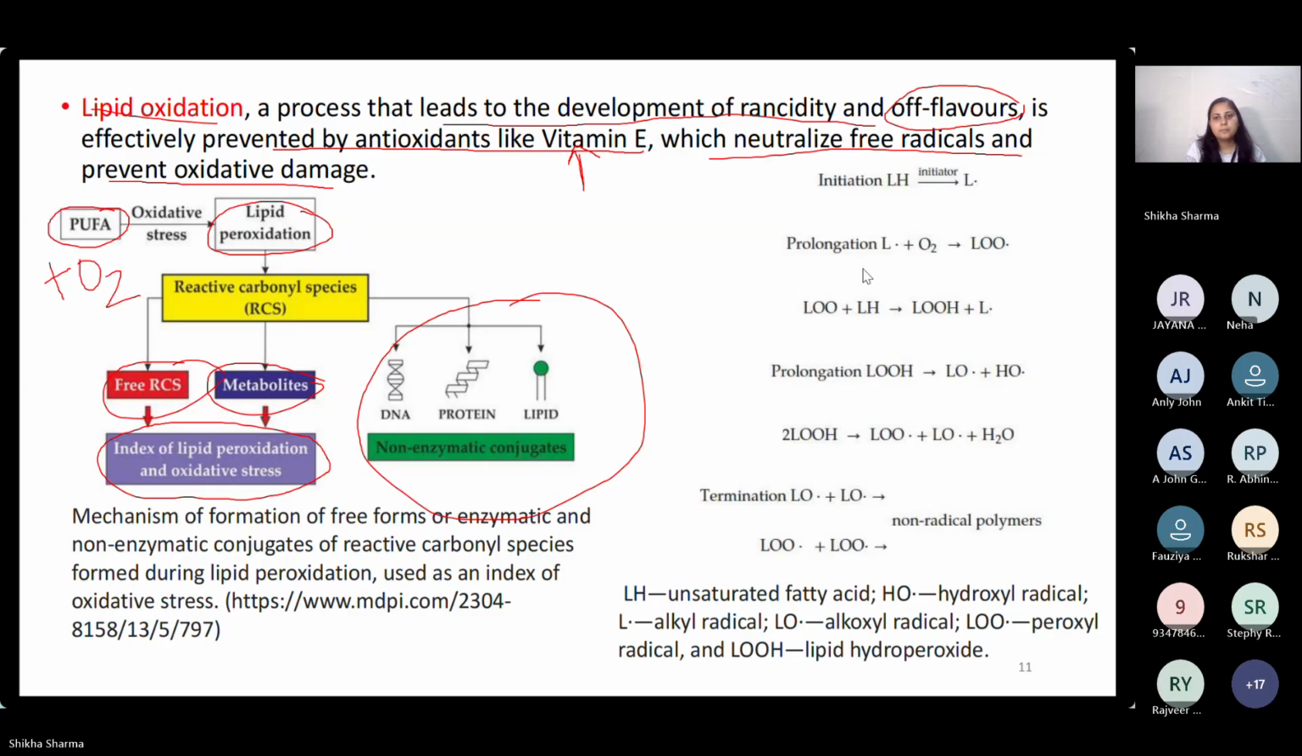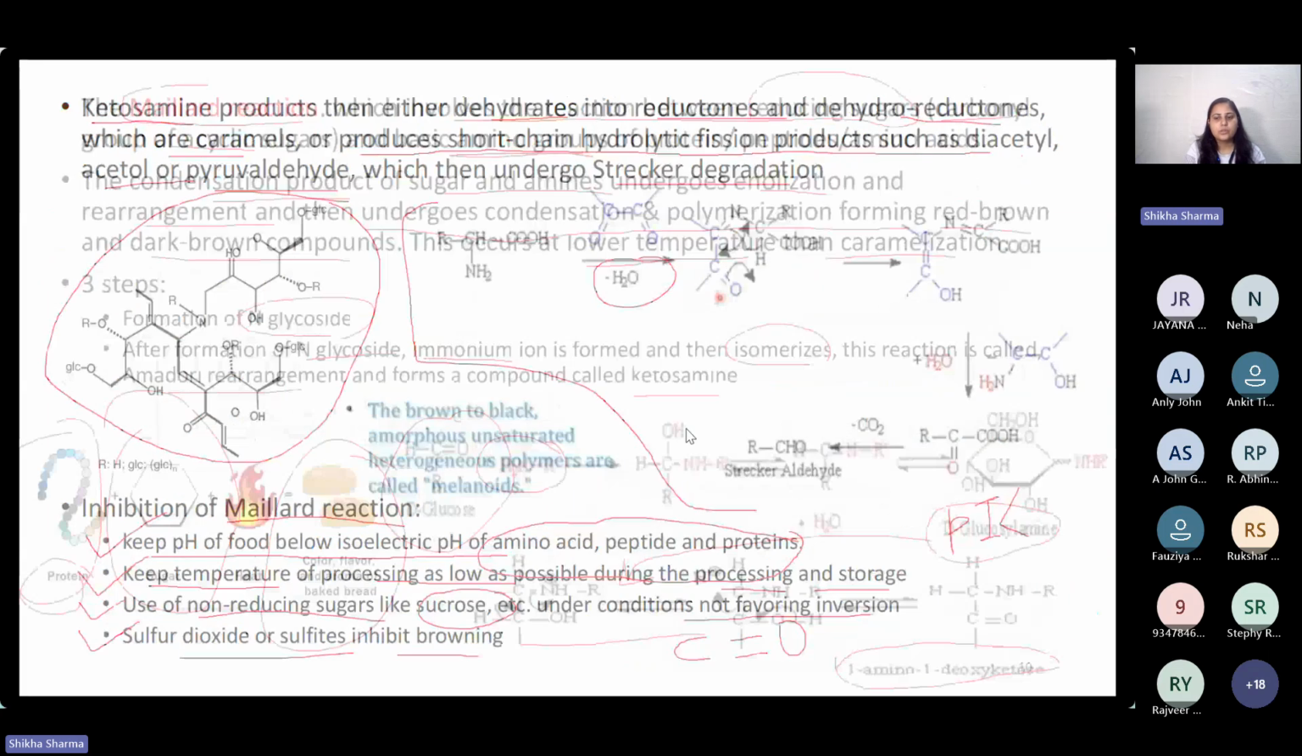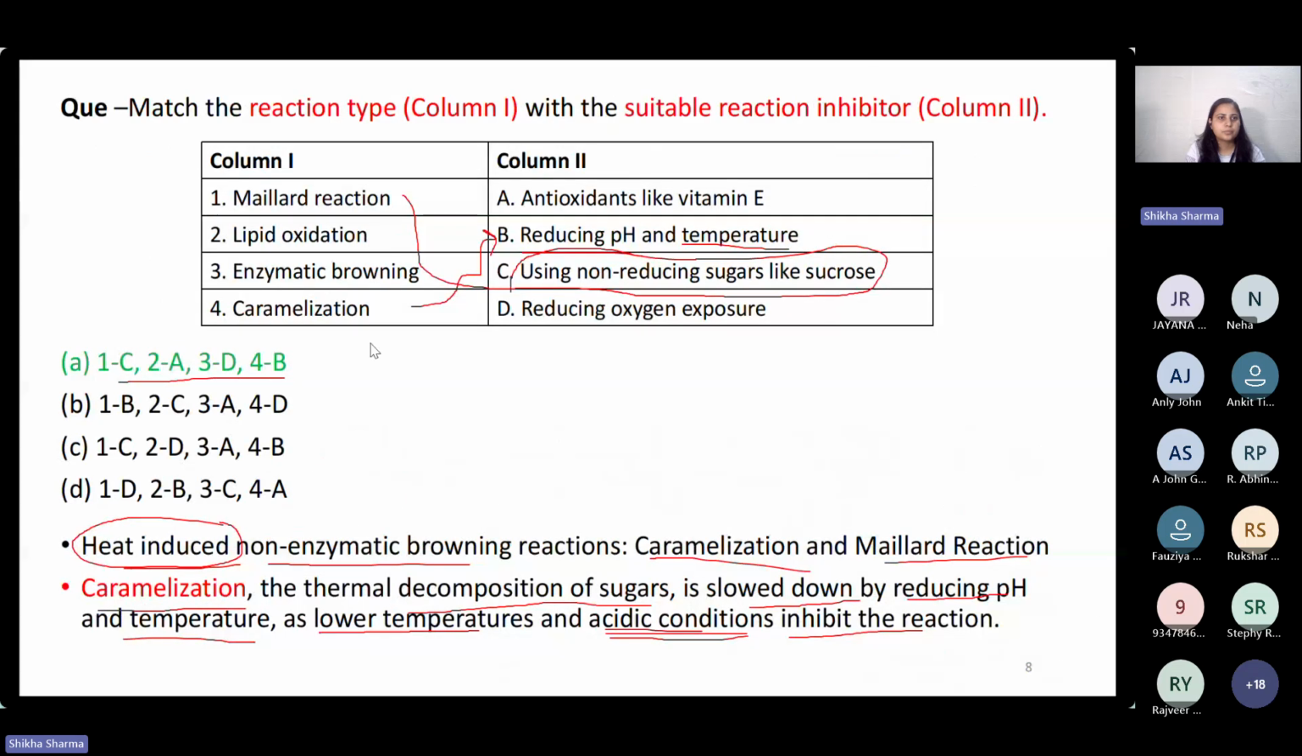Basically, what is happening in lipid oxidation, there are three steps: first is the initiation, or the free radical formation, and then its propagation, and finally its termination. In these three steps this reaction takes place and lipid goes under oxidation. So lipid oxidation is related to this. If an antioxidant like vitamin E is not there, the reaction can undergo lipid oxidation.